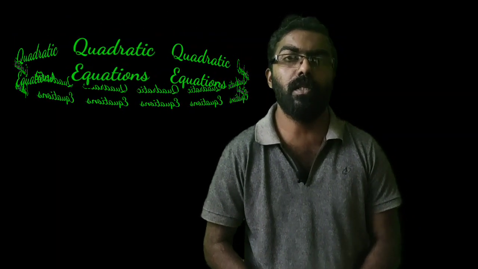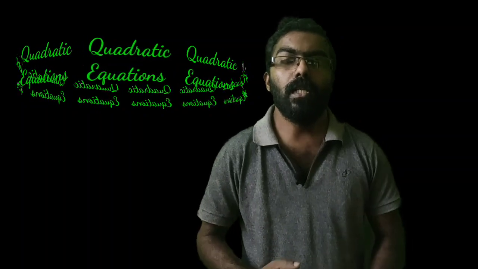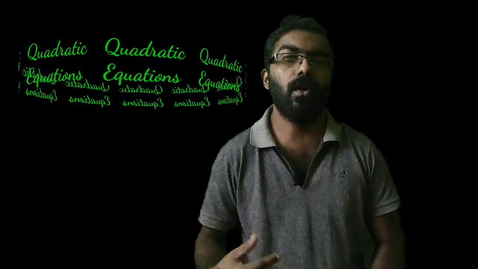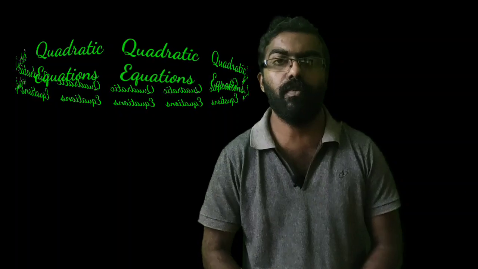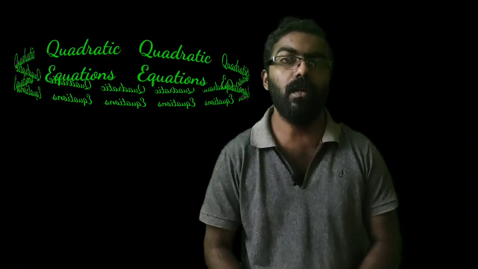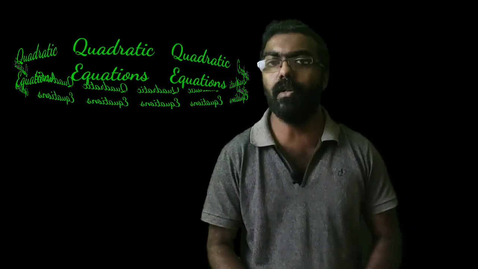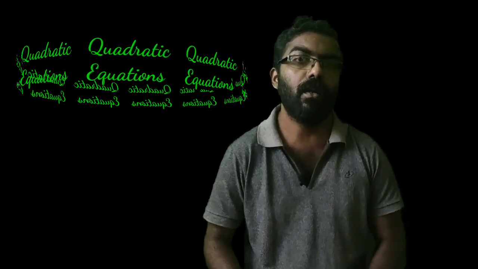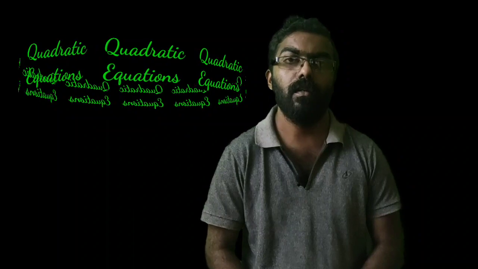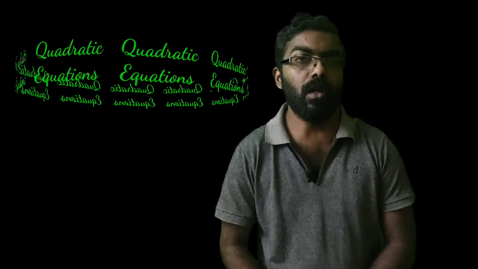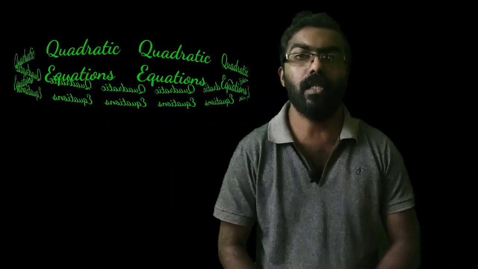Today we are going to start a new lesson, quadratic equations. It is the fourth chapter in your mathematics textbook. In the second chapter, polynomials, you have learned different kinds of polynomials. According to degree, you can classify polynomials into different categories like linear polynomial, quadratic polynomial, cubic polynomial, etc. And we will learn more about quadratic polynomials in that chapter.